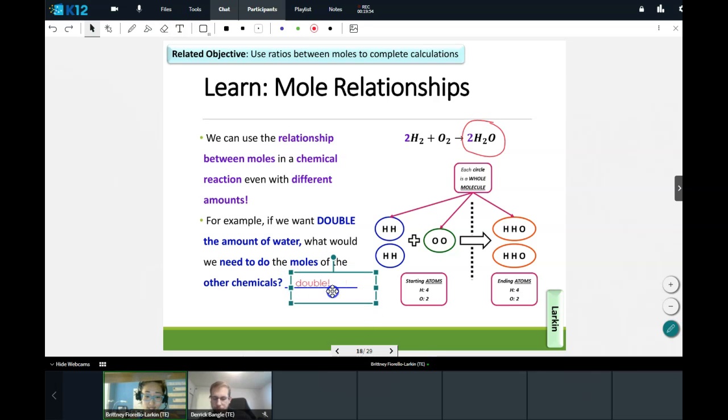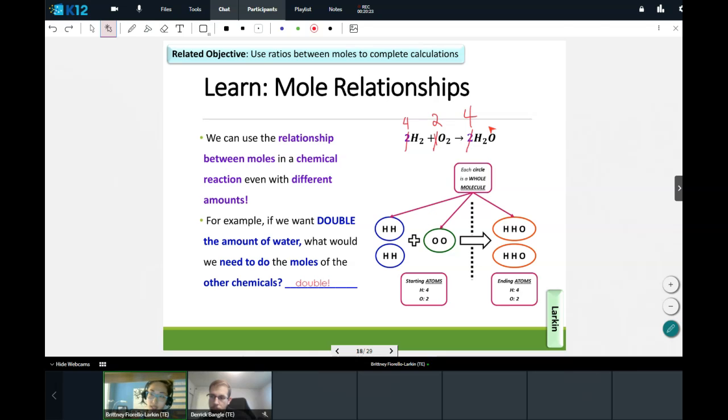So if I want to double the amount of water, then I also need to double the amount of everything else. So taking a look here, doubling the amount of water here would mean that I would have 4 moles of water. But again, to keep things balanced, I have to make sure I double everything else. So this would become 4 moles of hydrogen, and this 1 would become 2 moles of oxygen. So this right here is still balanced, because if I double one thing, I just double everything else. Just like in a normal math equation, whatever you do to one side, you need to do to the other side.